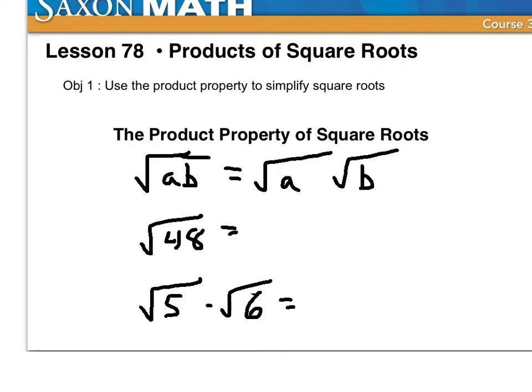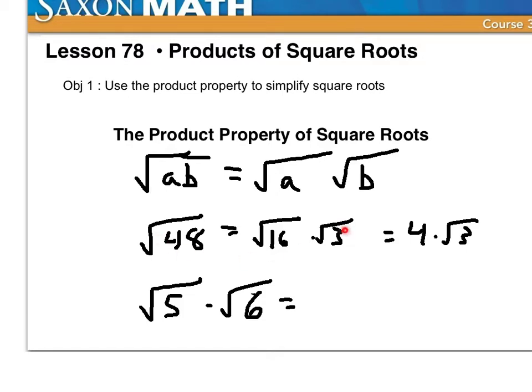So let's look at this. For example, the square root of 48. I could break that apart into the square root of 16 times the square root of 3, because 16 times 3 gives me 48. They are both factors of 48. And again, the reason why that's good is to simplify the square roots. Now, I got a perfect square factor here. I can say that that's the same as the square root of 16 is 4 times, and the square root of 3 is simplified.